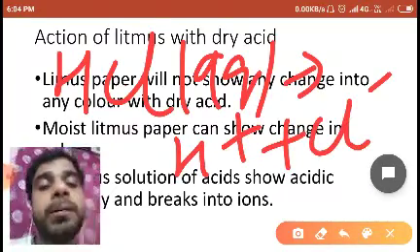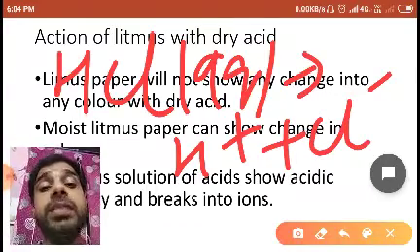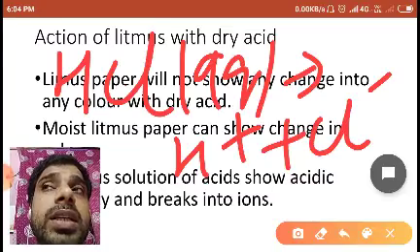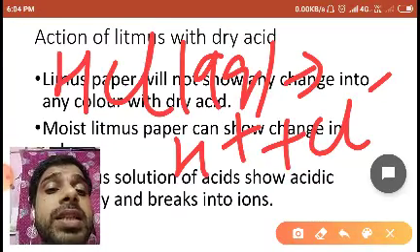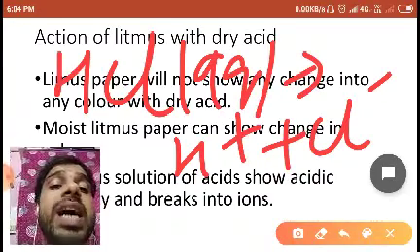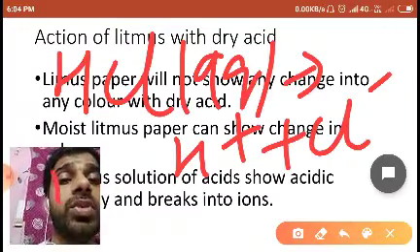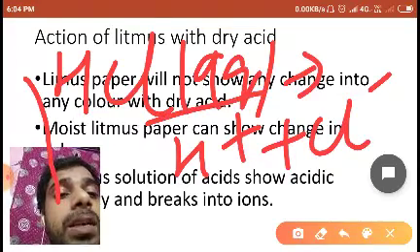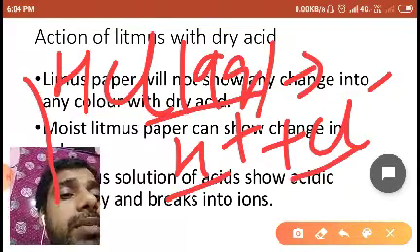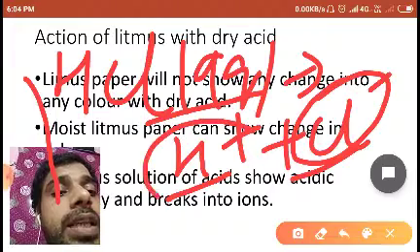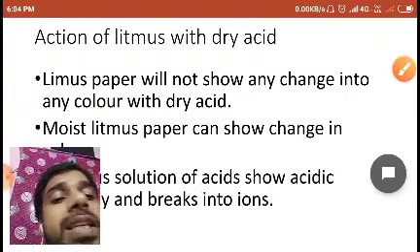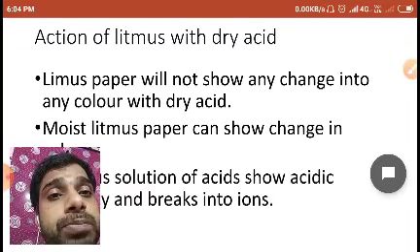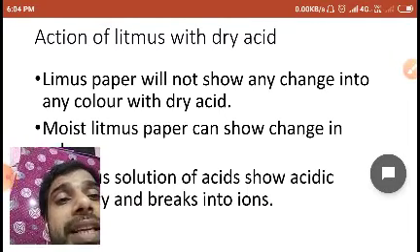Look, dear students, any acid can be called an acid if it breaks into its ions in the aqueous solution. Obviously, you can see in the aqueous state H plus and Cl minus, and due to this it can be called an acid. So, the action of litmus with dry acids.